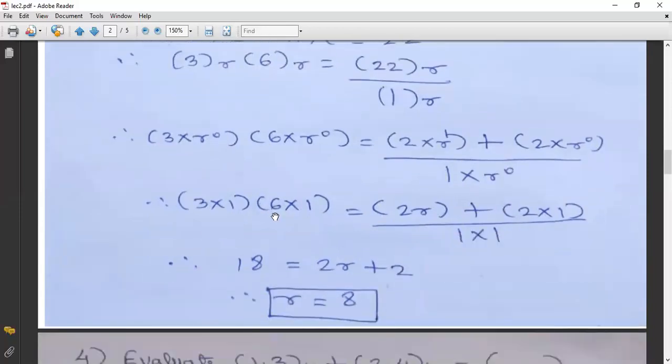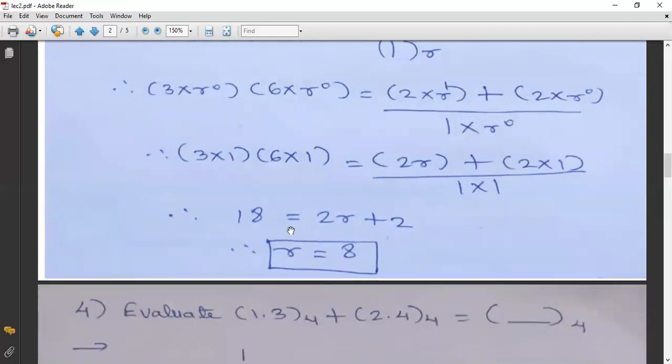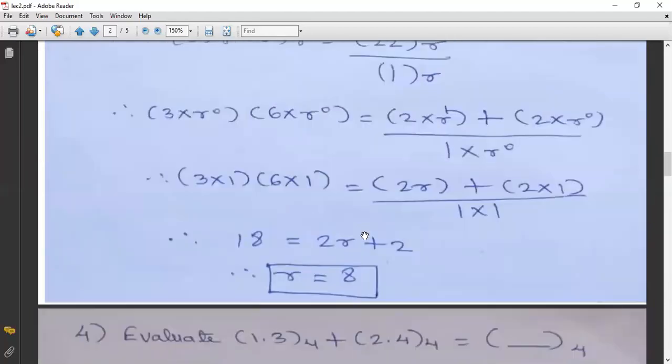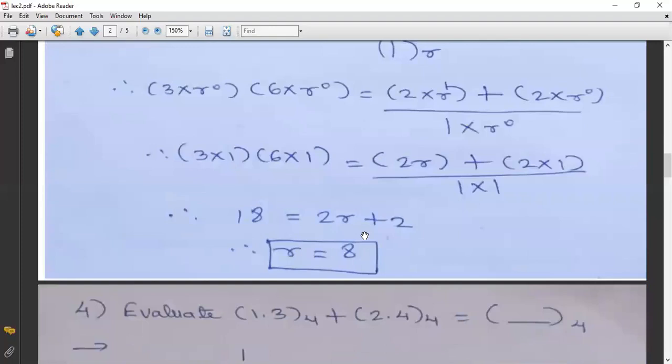So we will get 3 into 6, that is 18, and 2 into r is 2r, plus 2, divided by 1. Therefore, on solving this, we will get the value for r as 8. Now I hope you understood this example. Now we will go further.